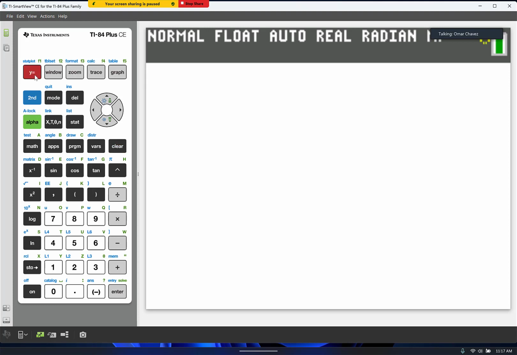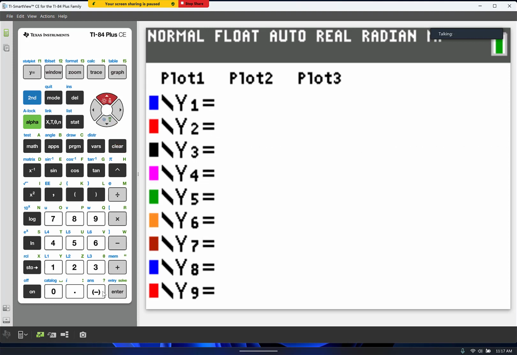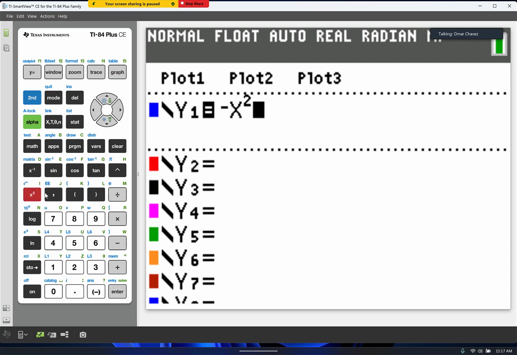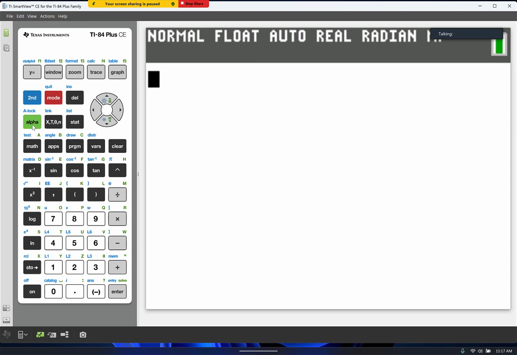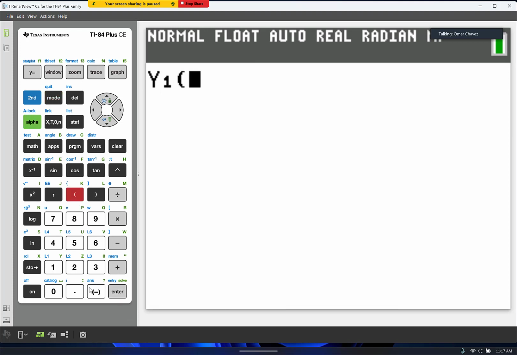Let's see. I'm gonna type it in here. Negative x squared plus 5, and alpha trace y1 at 0.4 times 0.4, plus alpha trace y1 at 0.8 times 0.4.